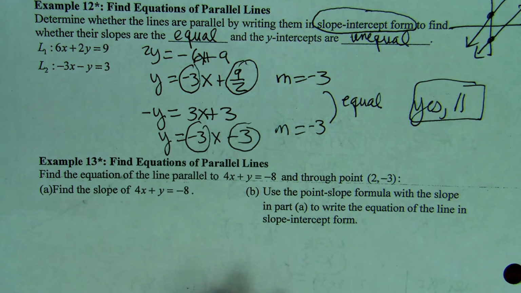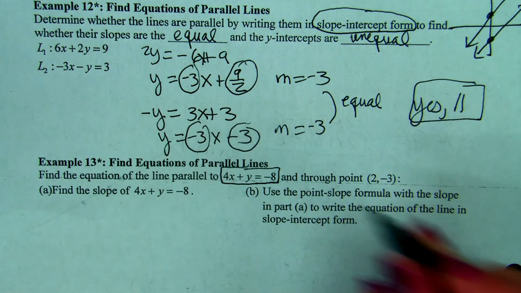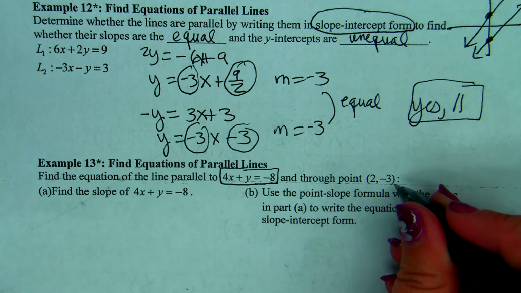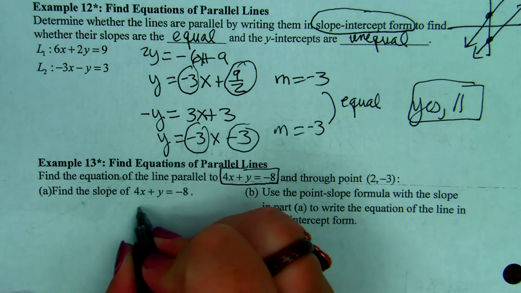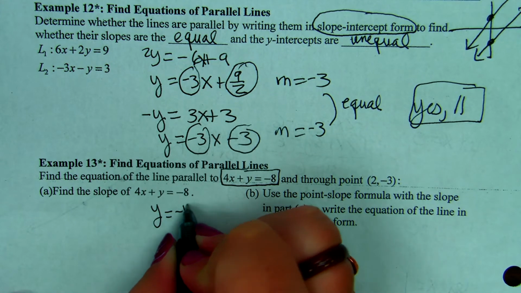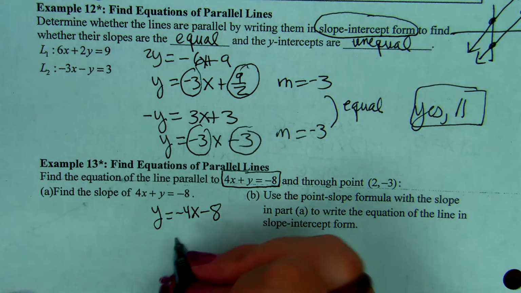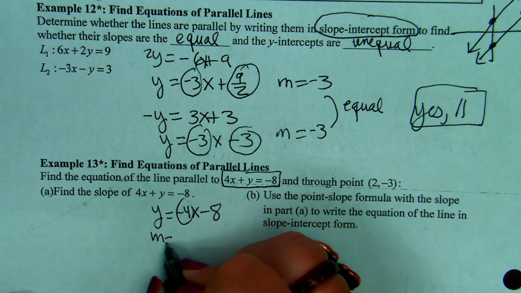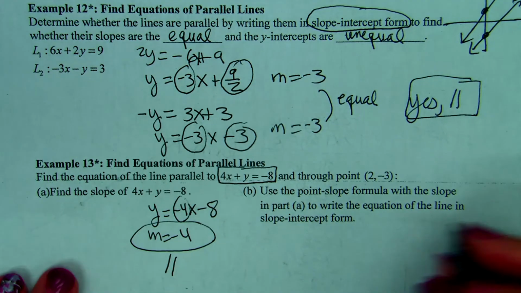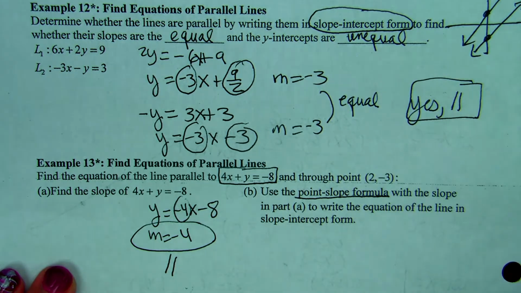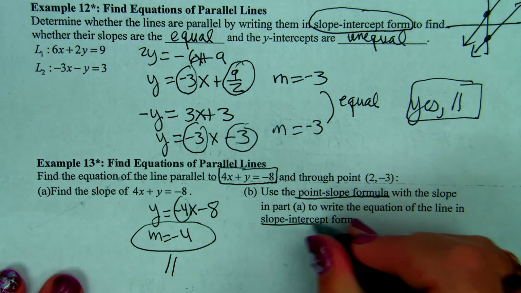Find the equation of the line parallel to 4x plus y equals negative 8 and through the point (2, negative 3). First, you're going to find the slope of the original line. So we're going to subtract 4x. The slope is negative 4. And we want parallel, so the slope is still negative 4. It says use point-slope form first, and then we're going to write it in slope-intercept form.